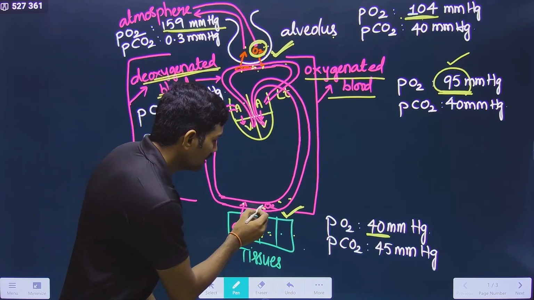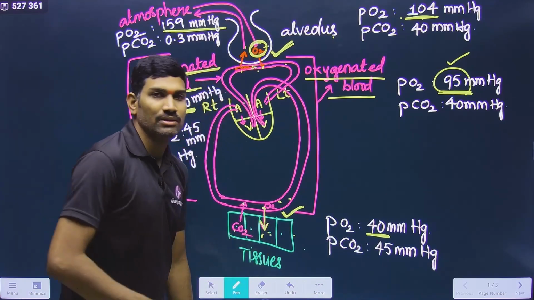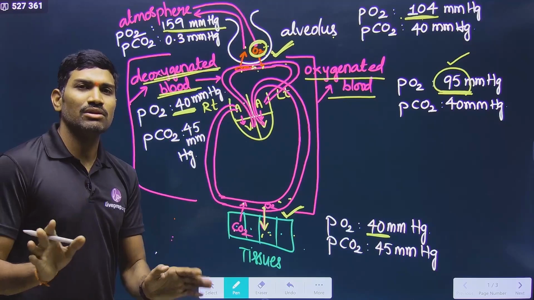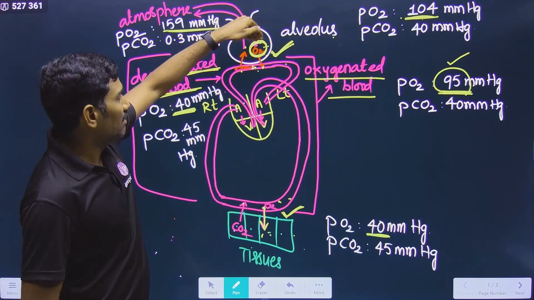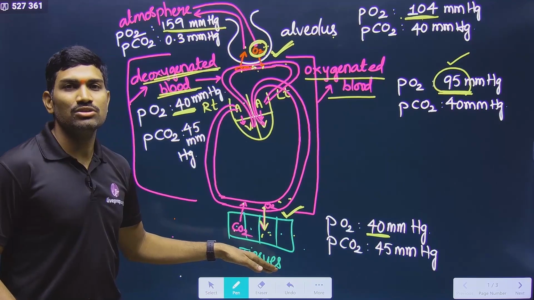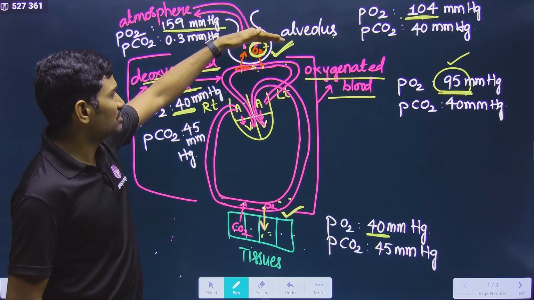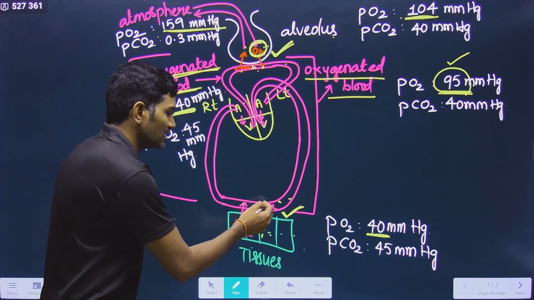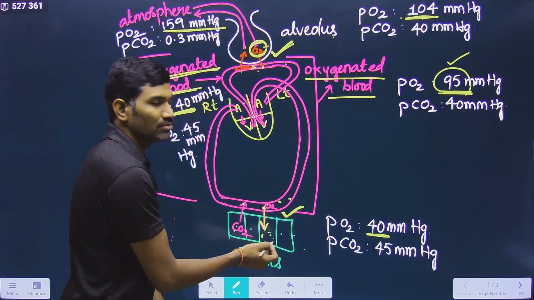So now what happens? It goes from higher to lower. This point you need to observe: higher to lower. This is the logic. So in this way, from alveoli to the blood capillaries, and from this blood, again it goes into the tissues. So it is 104, it is 95, it is 40. In this way, oxygen is entering into this particular one.